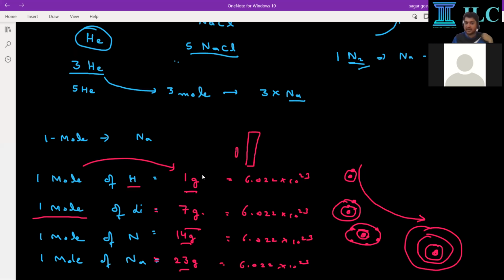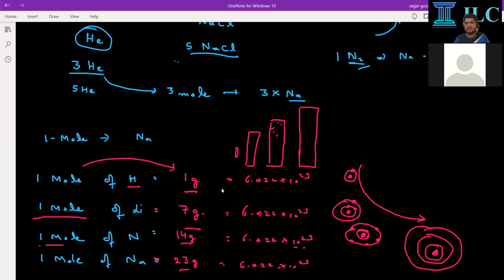It is 1 gram for hydrogen. But if I'm giving you one chocolate made up of nitrogen, it is quite larger. That's why it is 14 gram. But the number remains the same, 1 mole, and the atoms inside are also the same. 1 mole of sodium is a very much larger chocolate. So they have different atomic size. That's why their weight is also different, but their number will remain the same.